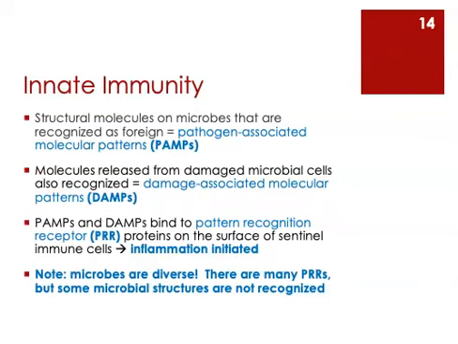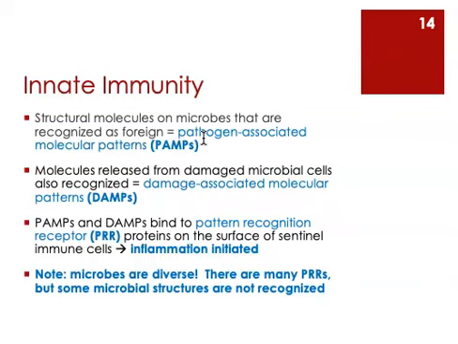There are several structural differences on the outer surface of bacterial cells when compared to the outer surface of eukaryotic cells, and the innate immune system is able to recognize those structural differences. We're going to group those structures together and refer to them as pathogen-associated molecular patterns, or what is often shorthanded as PAMPs.